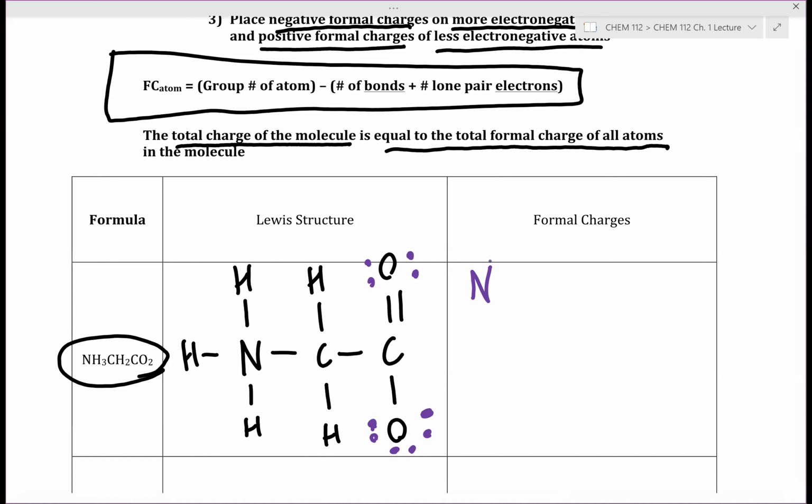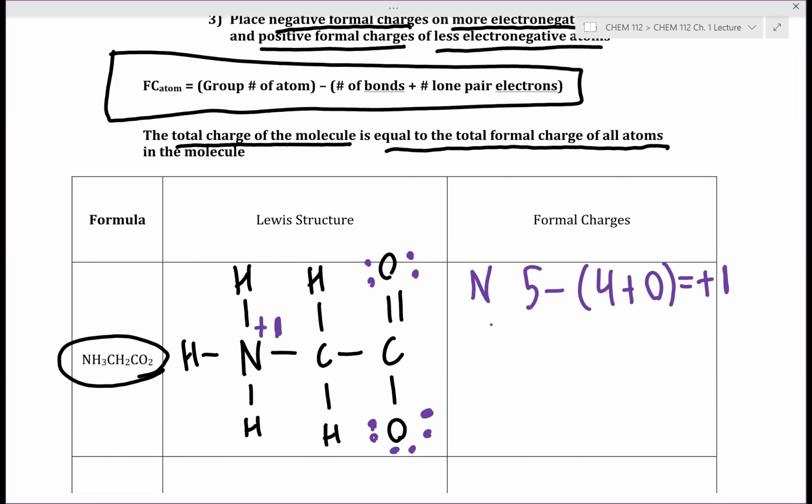So let's now talk about formal charges. Let's start with the nitrogen. What is nitrogen's group number from the periodic table? 5. Yep. So nitrogen is a group 5 element. How many bonds are present on that nitrogen? 4. Yep. Are there any lone pair electrons, any dots on that nitrogen? No. So 5 minus 4 gives us a formal charge of +1. So we put a +1 or just a plus next to nitrogen. You technically don't have to put the 1. I'm just showing it so that way you can see. Formal charge of +1, we put a plus.